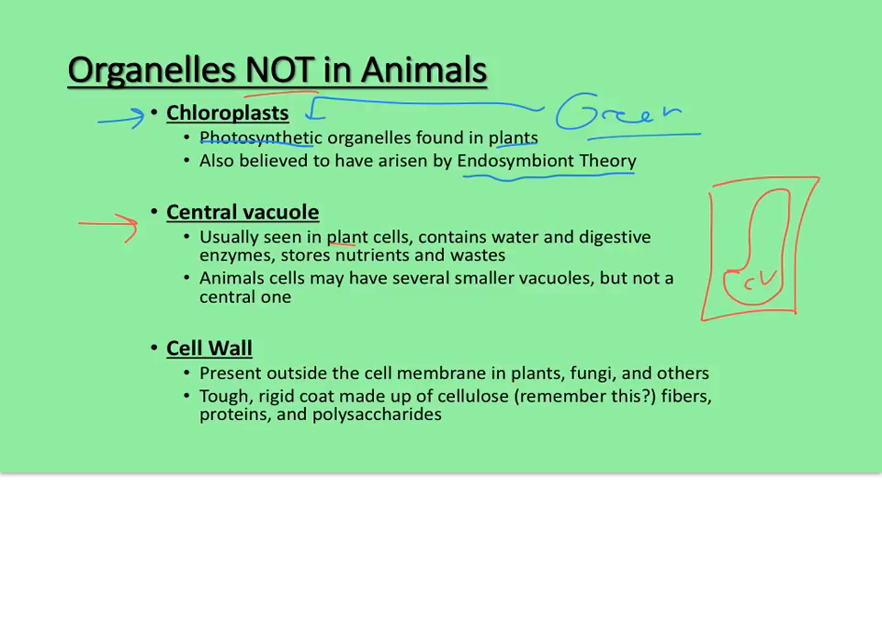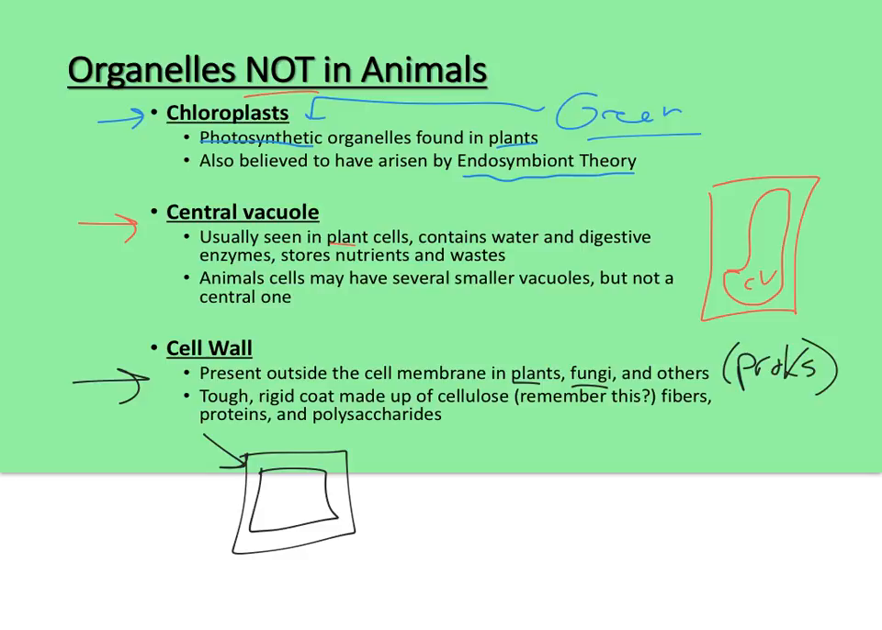Now the last structure that we do not see ever in animals, but we see in several other different types of cells, is the cell wall. And the cell wall would be an extra rigid barrier outside the cell membrane, which gives the cell basically an extra protective coating. We see cell walls in plants. We also see cell walls in fungi. And if you think back to the previous video, we also see cell walls in prokaryotes.